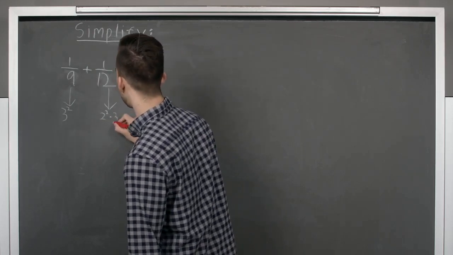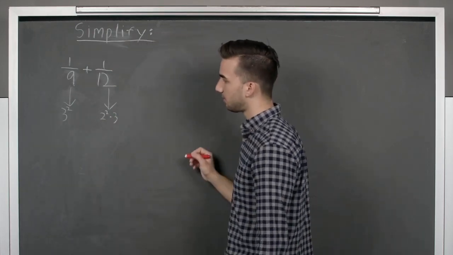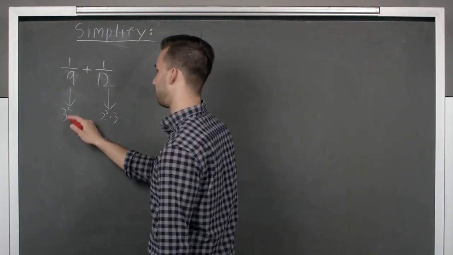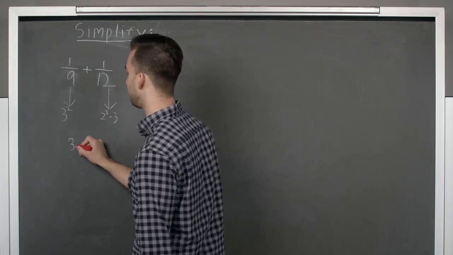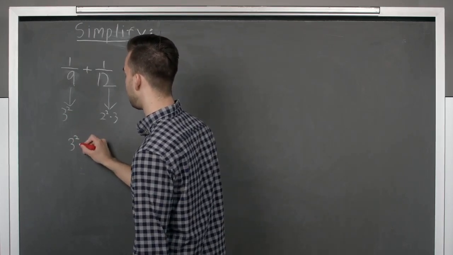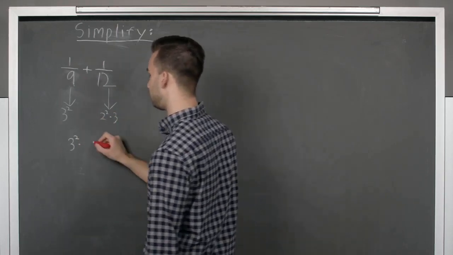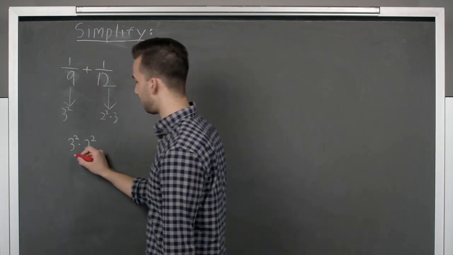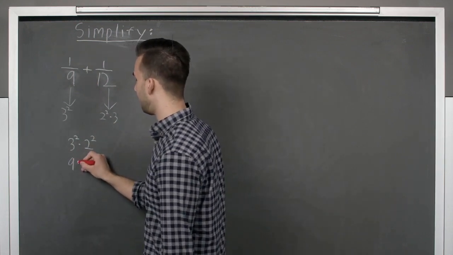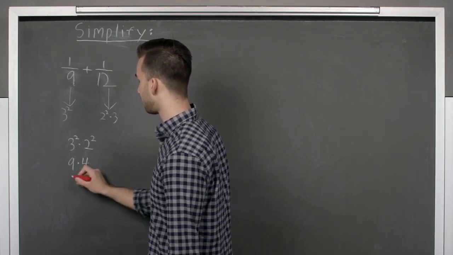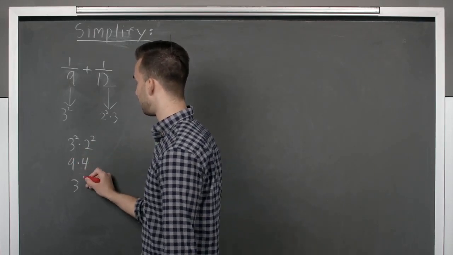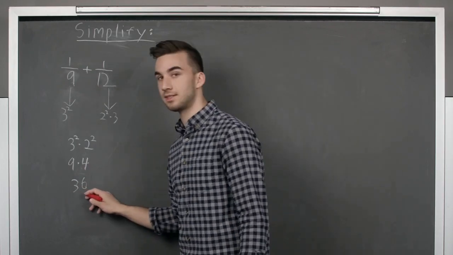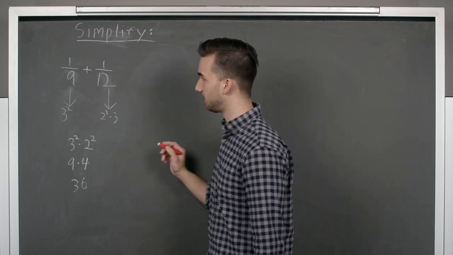So now, to get our least common multiple, we use the highest exponent of each unique factor. We have our 3's over here. 3 to the power of 2 is our highest exponent. And then we have 2 to the power of 2 is our highest exponent. So if we simplify this, 3 squared is 9, and 2 squared is 4. 9 times 4 is 36. So this is our least common multiple of the denominators. This is also known as finding the least common denominator.